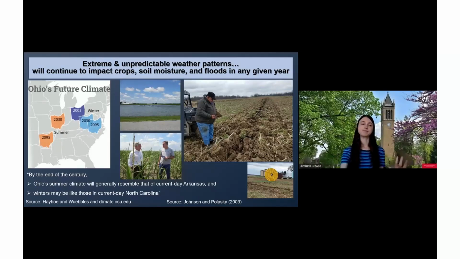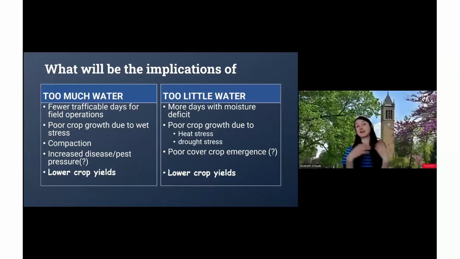Again, pointing out what we might be expecting by the end of the century, and using this as a starting point for people to think about, okay, clearly things need to change. We've already seen these changes in the weather patterns. If they continue into the future, what are we going to need to be doing differently? Providing those talking points here.